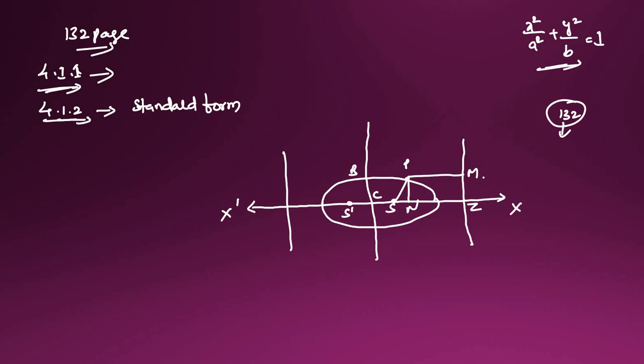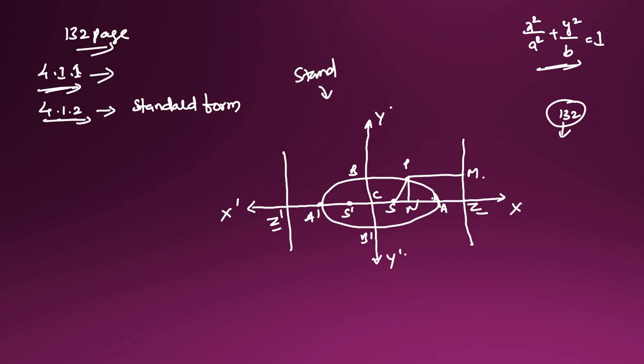It is given in the textbook, so please go through that textbook. Here B dash, and this is A, this is A dash. This is Z dash, here this is Z. So this total is given here. Above this is Y, and this is Y dash. So this is the standard form of ellipse.